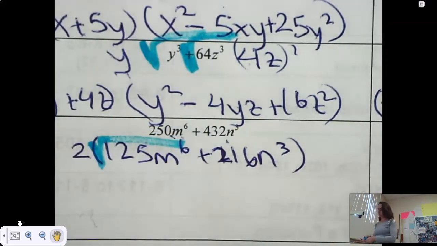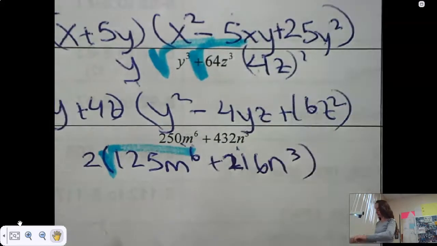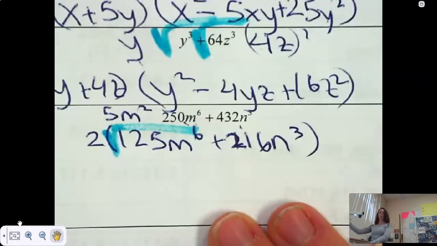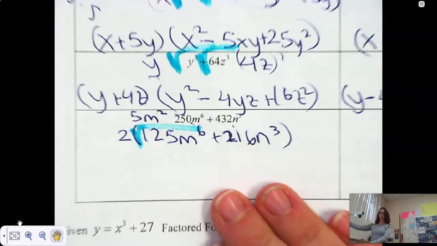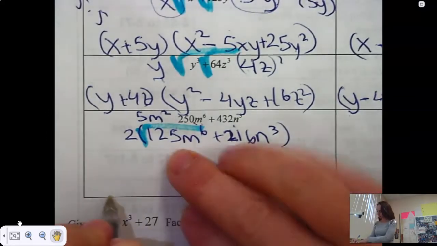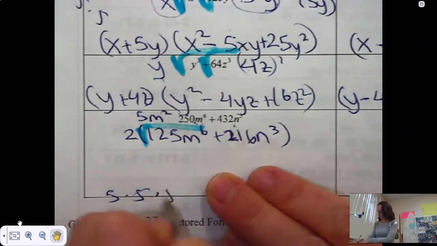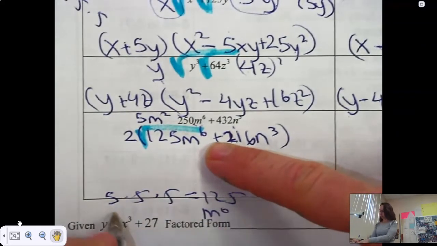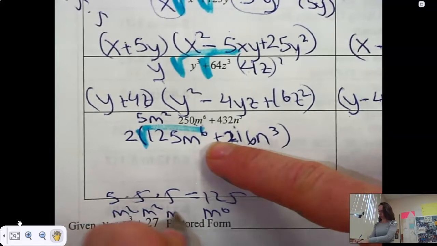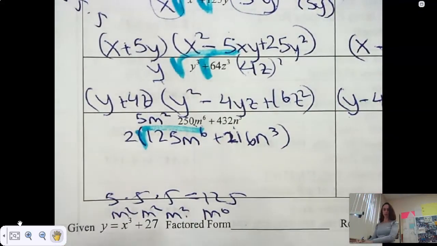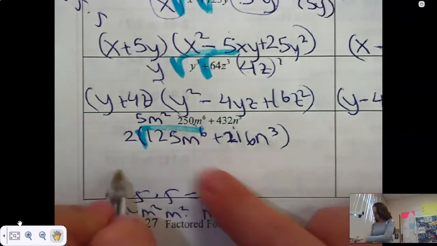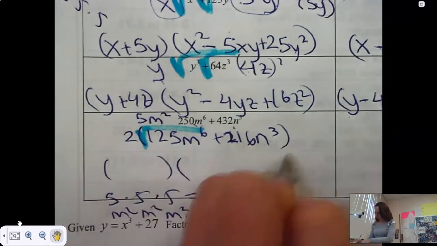What times what times what is 125 n to the 6th, and it's 5m squared. And some of you go, what? Why is it m squared? You've got to do it 3 times. So to get 125, 5 times 5 times 5 is 125. To get m to the 6th, it's m squared, m squared, m squared. Remember, when you multiply, it really means you're adding. Okay? So then little, big.